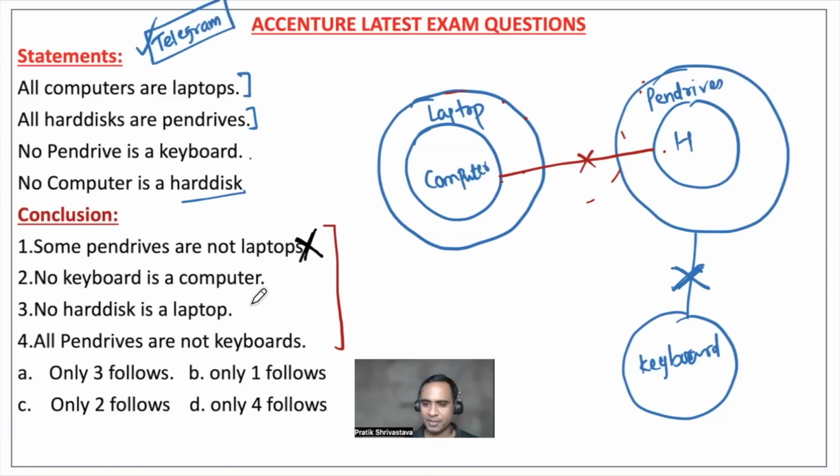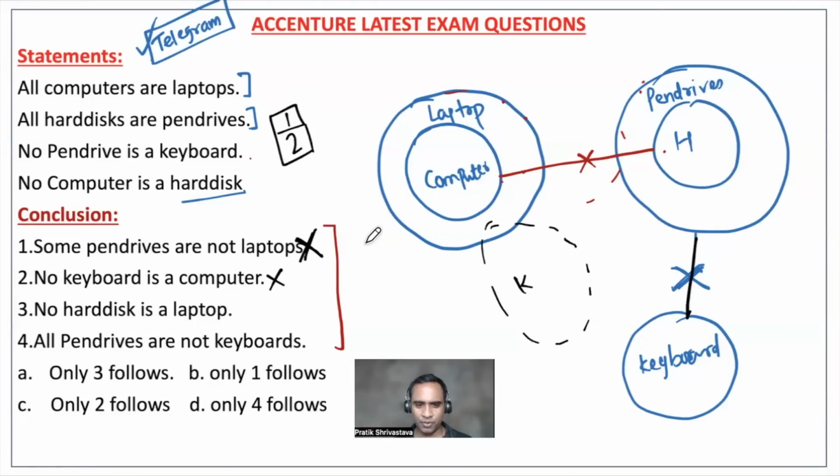No keyboard is a computer. See, this keyboard does not have any relation with pen drive, but keyboard can have a relation like this. So that is also not given. So here again we can say that no keyboard is a computer is wrong. I know many of you will tell, sir, conclusion 2 follows. Sir, conclusion 1 also follows, right? But see, everything works on logic.